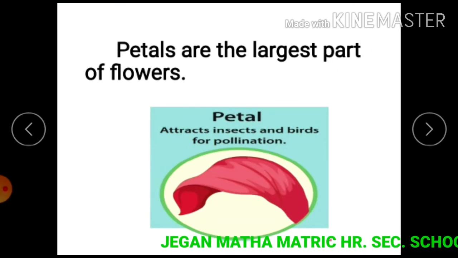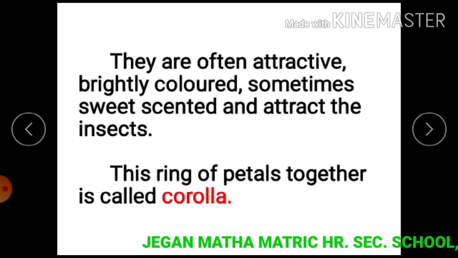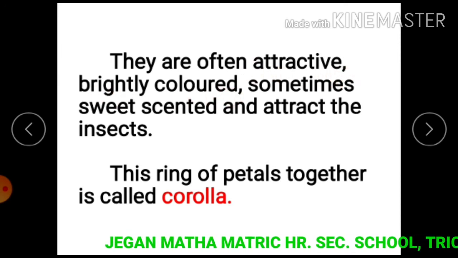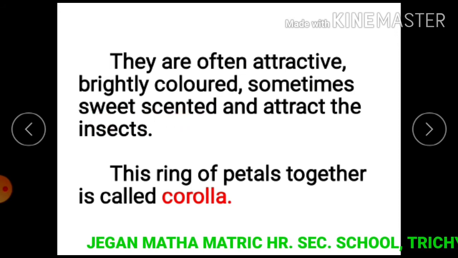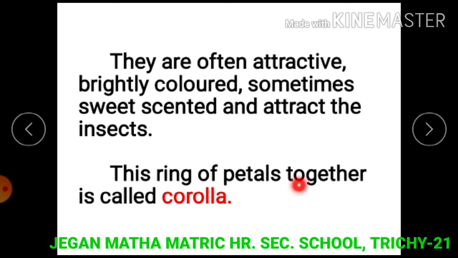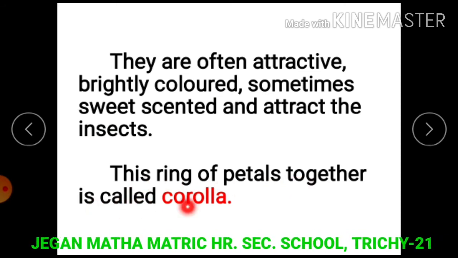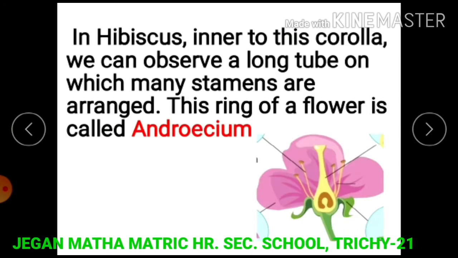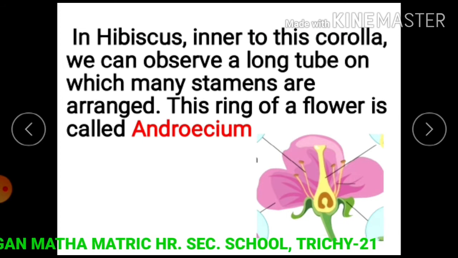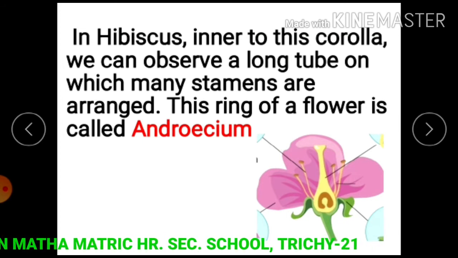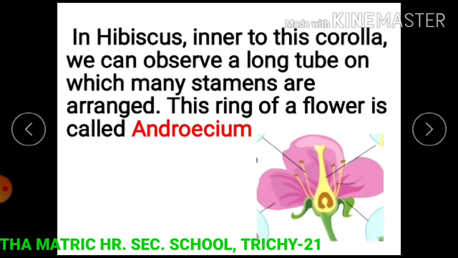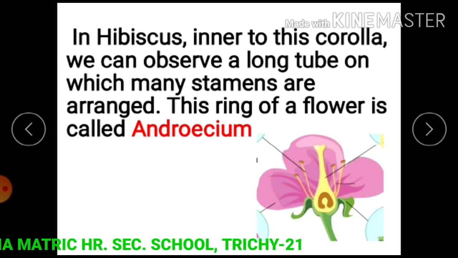Petals are the largest part of flowers. They are often attractive, bright colored, sometimes sweet scented, and attract the insects. This ring of petals together is called corolla. In hibiscus, inner to this corolla, we can observe a long tube on which many stamens are arranged. This ring of the flower is called androecium.